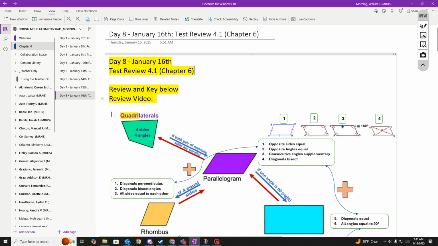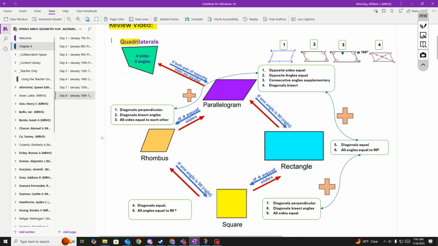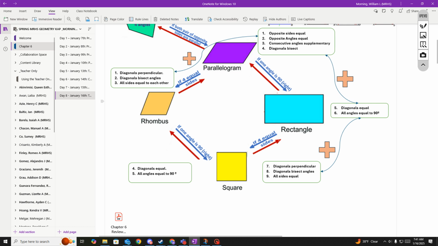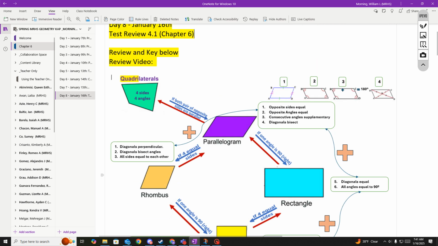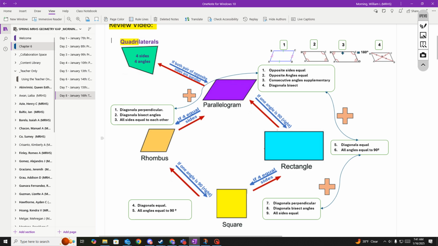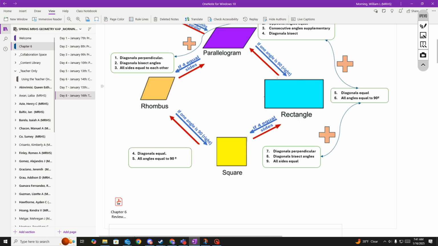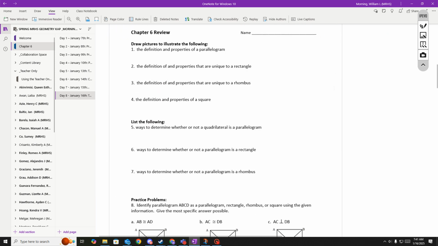This right here is just the diagram I said I was going to share with you yesterday. This has the classifications and all of the properties. That's basically all you need to know for the test. Let's go ahead and take a look at the review here.